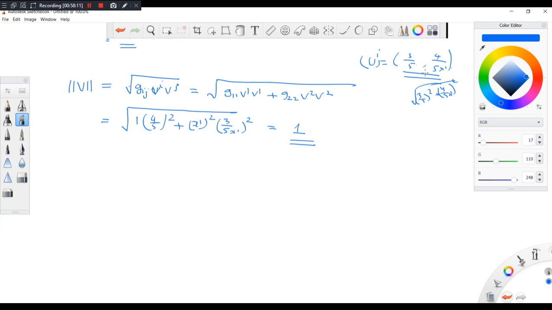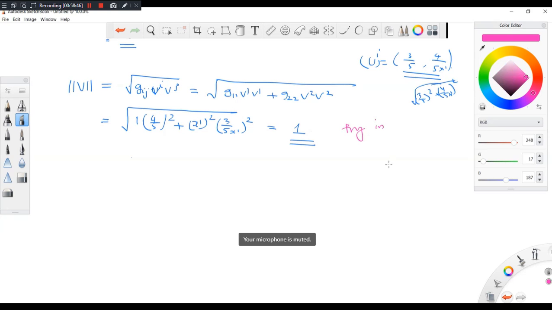I am not saying that the length will vary in that system. That is not my meaning. You make a coordinate transformation and come to the Euclidean space. You can make a reverse transformation and show that it is equal to 1. Okay, you just try this in Euclidean space. I am writing U^i equal to 3 by 5, 4 by 5 x1.